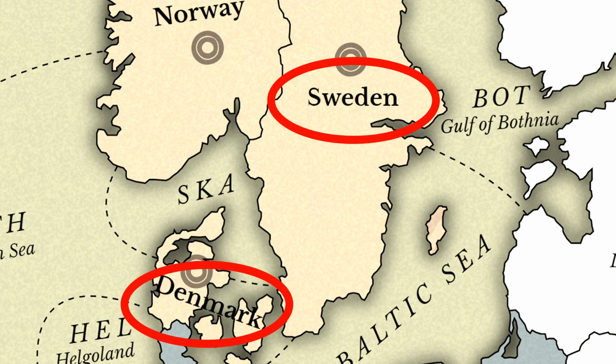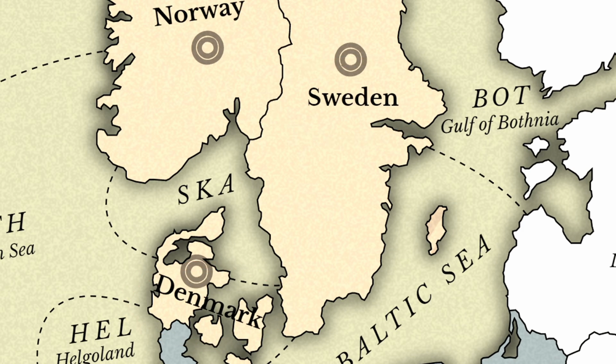Denmark and Sweden are considered to be coastal provinces that are adjacent, and they separate the Baltic Sea from the North Atlantic. Fleets must move to one of them first before passing through.